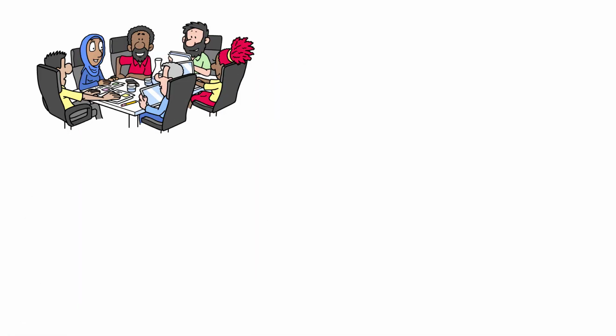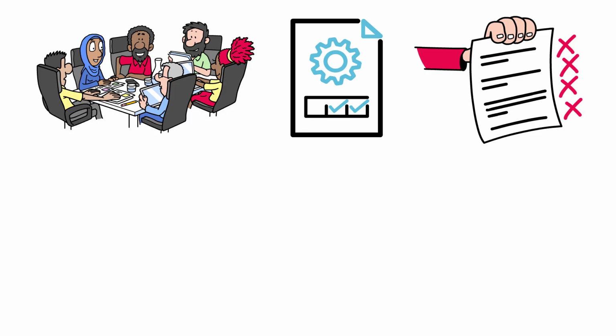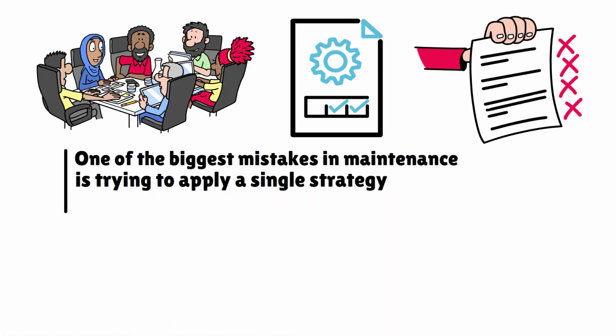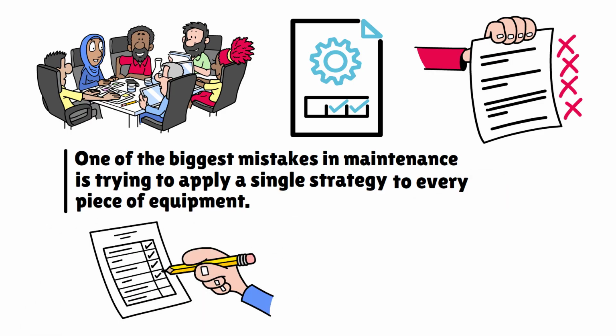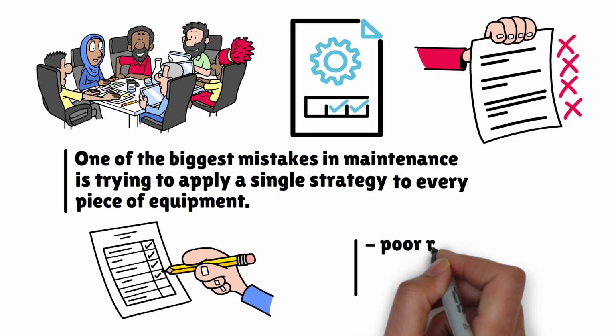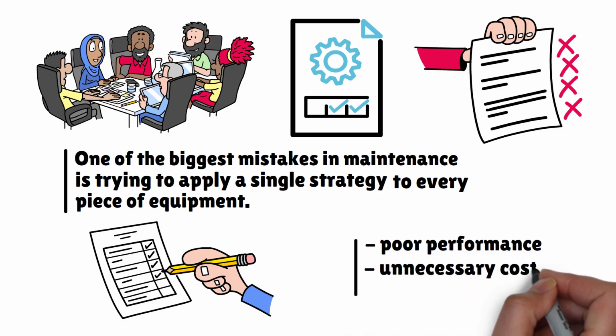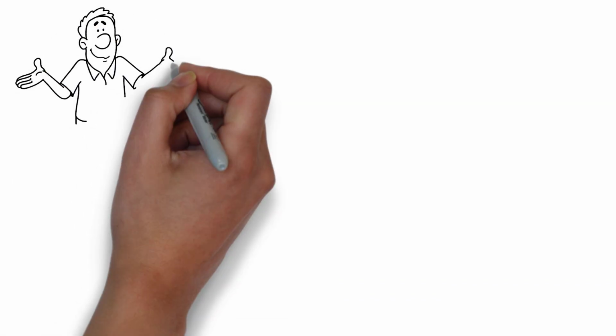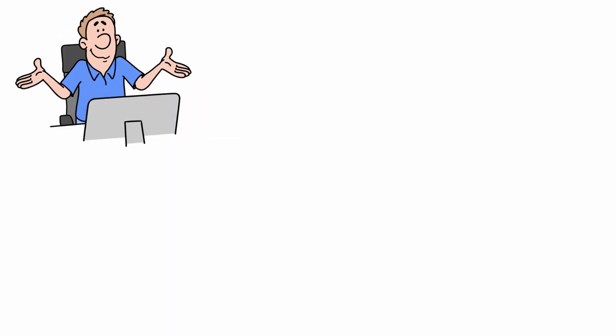Most organizations believe they have the right maintenance strategy, but their results often say otherwise. One of the biggest mistakes in maintenance is trying to apply a single strategy to every piece of equipment. On paper, it may seem efficient, but in practice, it often leads to poor performance, unnecessary cost, and repeated failures. Because here's the reality. There is no one-size-fits-all maintenance strategy.